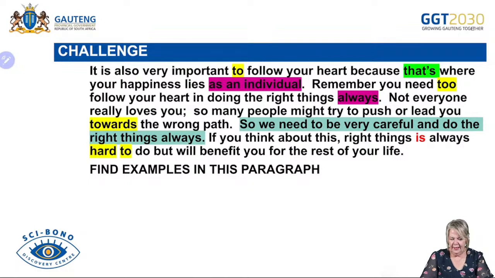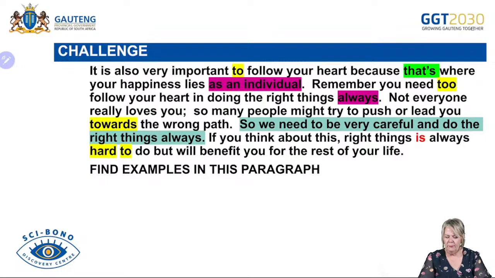Then let's take a look. "Where your happiness," that's okay, contraction. "That is lies as an individual." It's where your happiness lies. Why add "as an individual"? It's like saying, in my own personal opinion. What is a personal opinion? It is yours. So you can't say, in my own personal opinion. That's like redundancy. You're saying the same things over and over and over again.